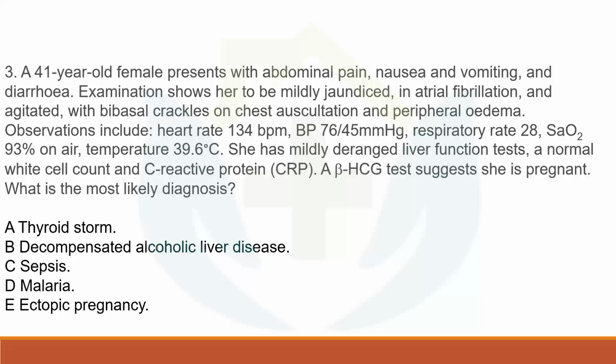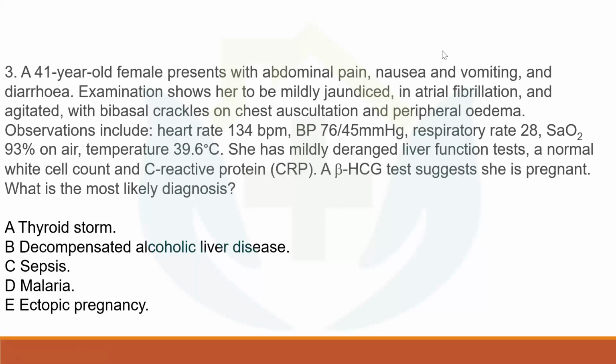Can you answer this? The options are thyroid storm, decompensated alcoholic liver disease, sepsis, malaria, ectopic pregnancy. Very clear-cut clues are given in the question. If you catch those clues, you can get the answer. Second question again on pregnancy. Anyone who wants can answer in the chat box. Even if it's wrong, don't worry about this. You should at least attempt.